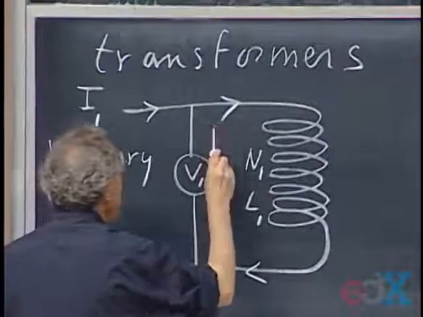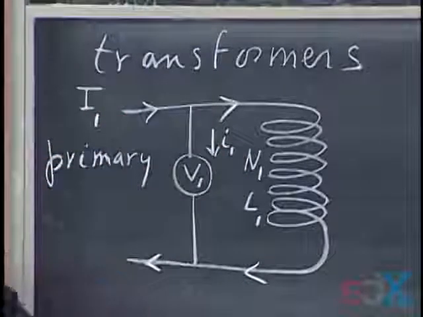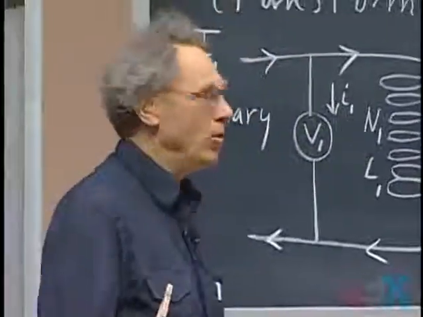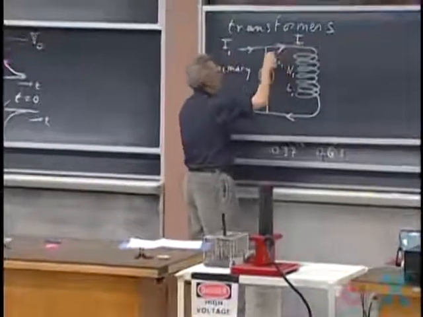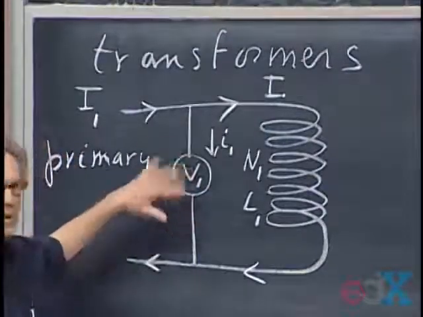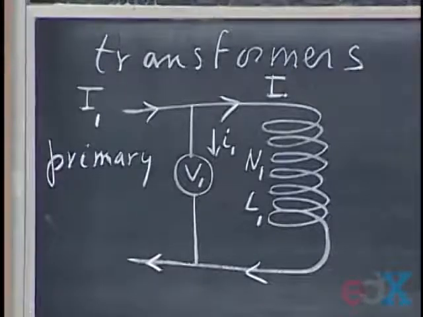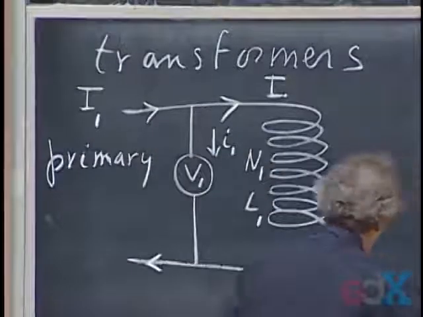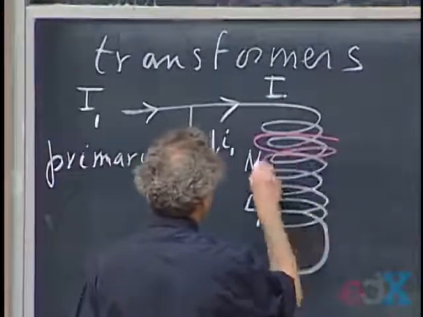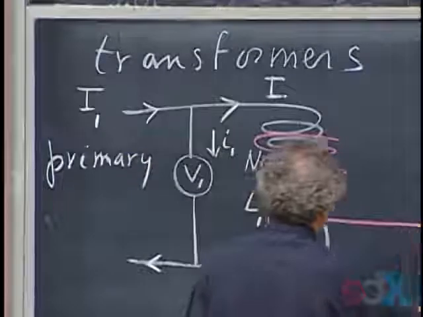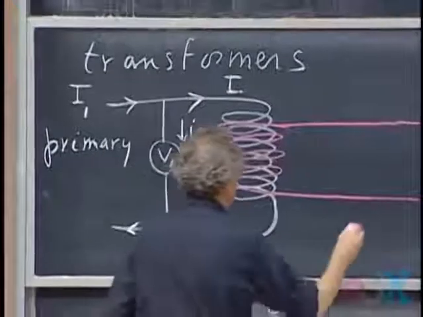And there is a teeny weeny little current, I put a little I1 there, running through this voltmeter. Insignificantly small, so I just call this also I1, because it is so small, but it allows me to always monitor V1. So that's the primary. Now we have a secondary, which is wound in such a way that there is a magnetic flux coupling between the two. This is the secondary.